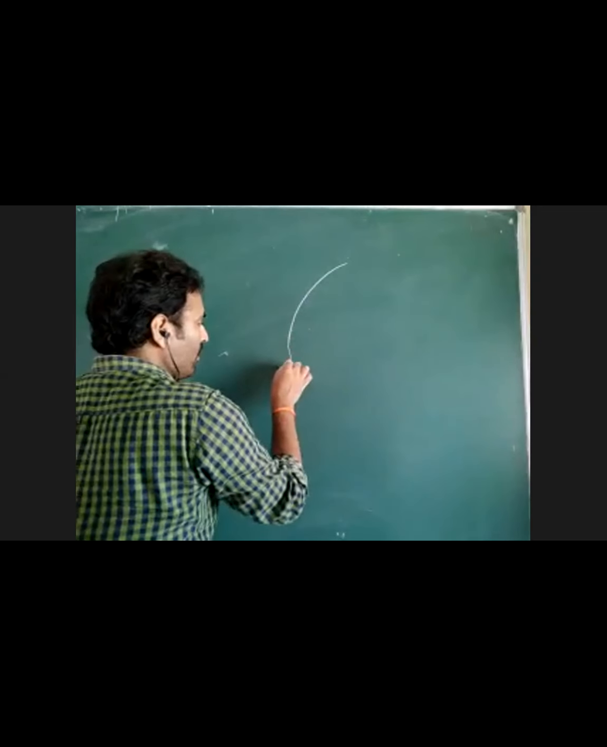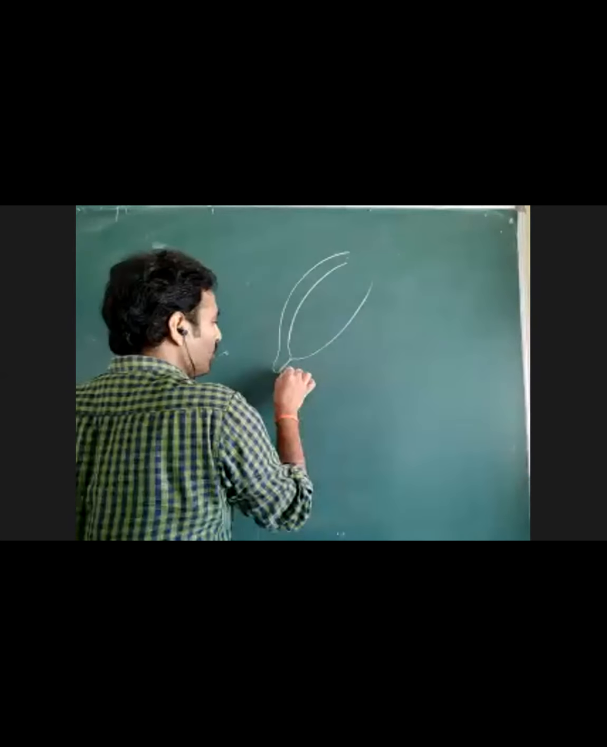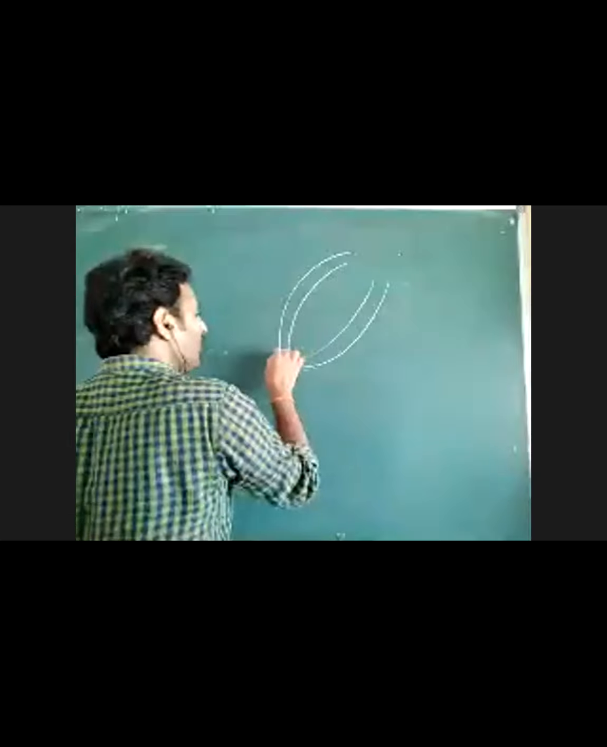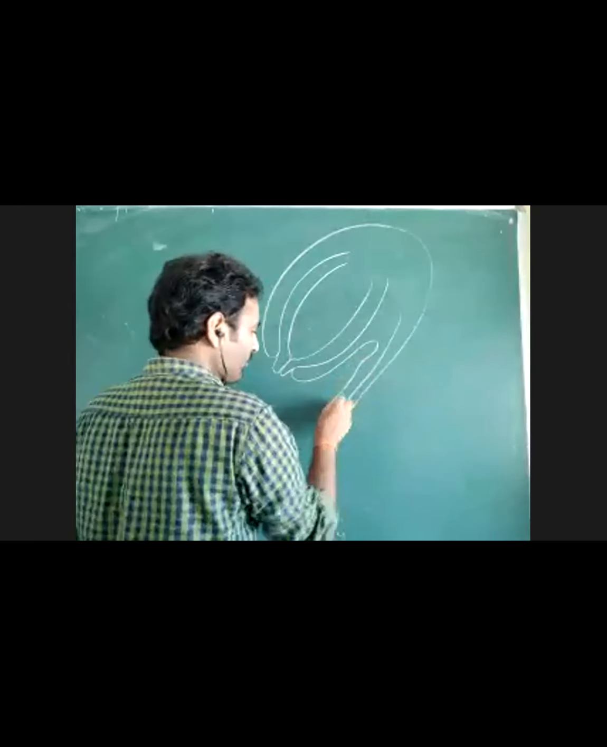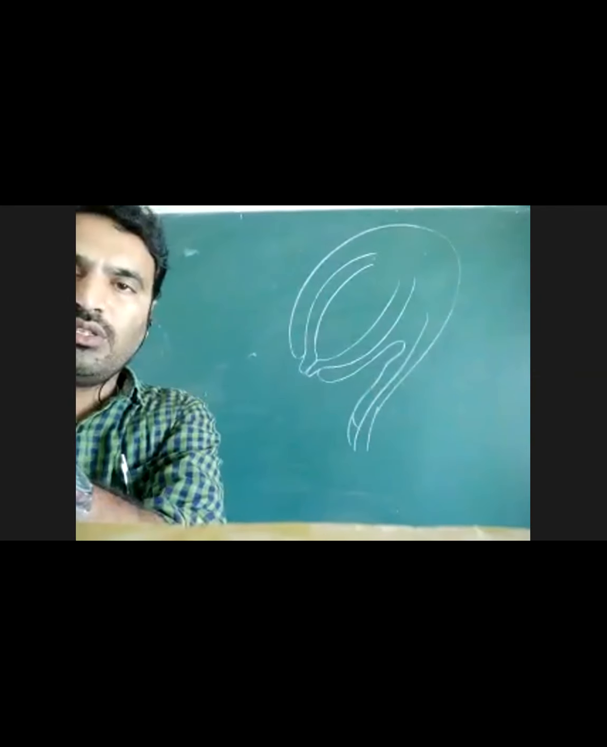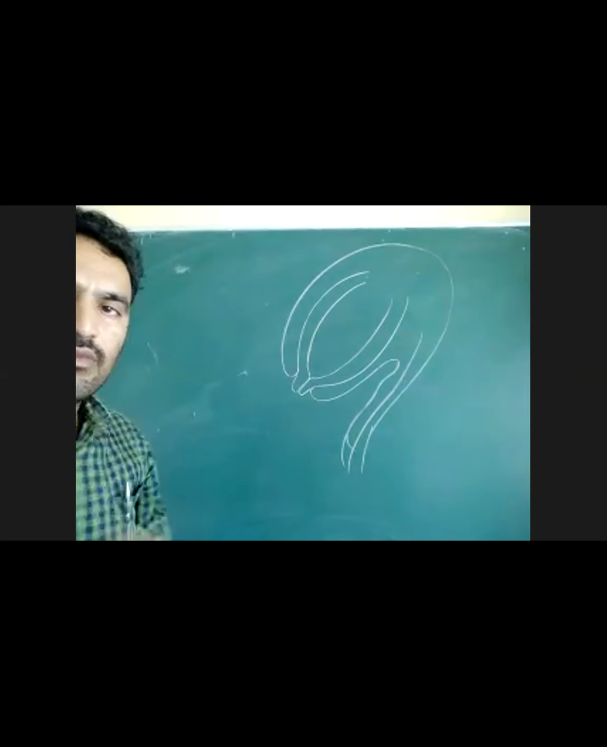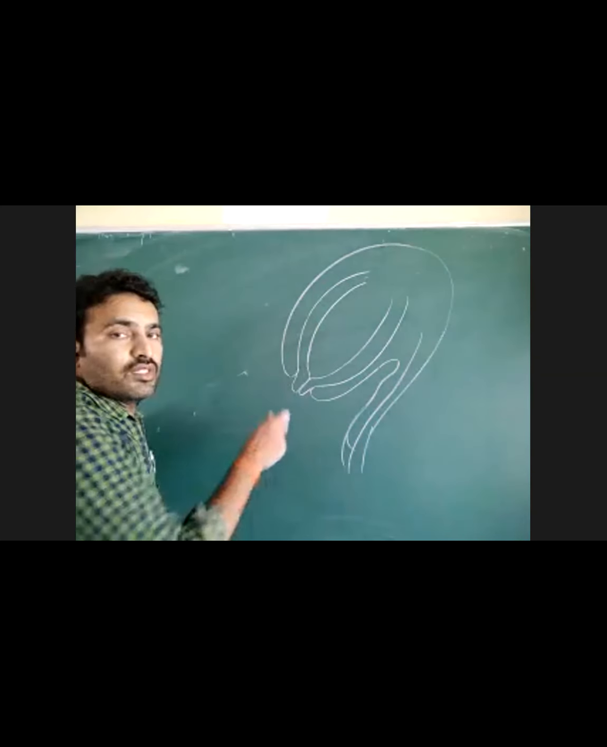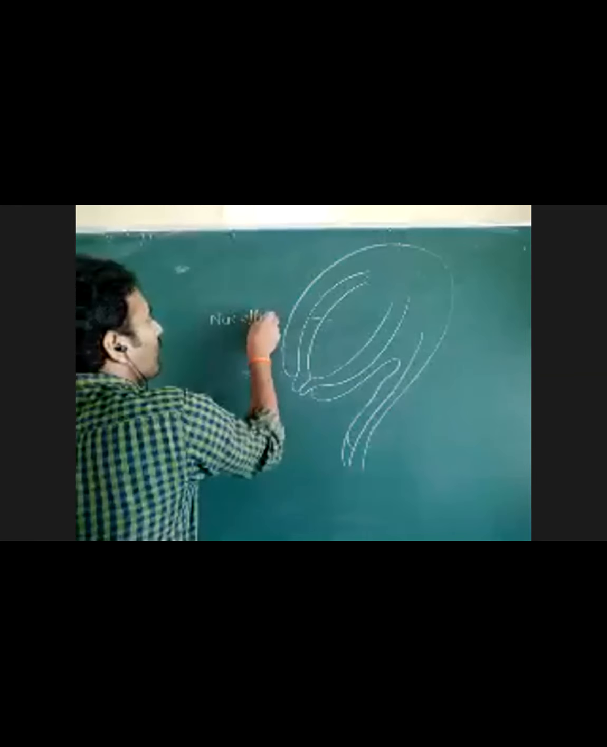See, the ovule is also called the megasporangium. That ovule is present inside the ovary. First of all, see the different parts of the ovule. Okay, this is the ovule. This ovule has a structure called the nucellus at the center.